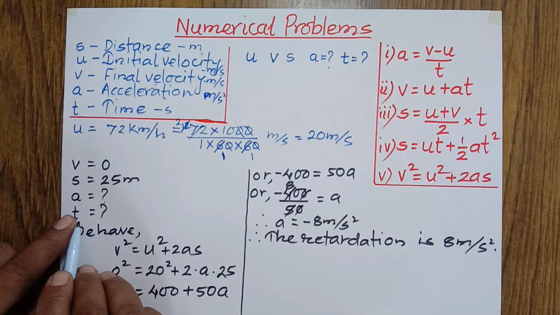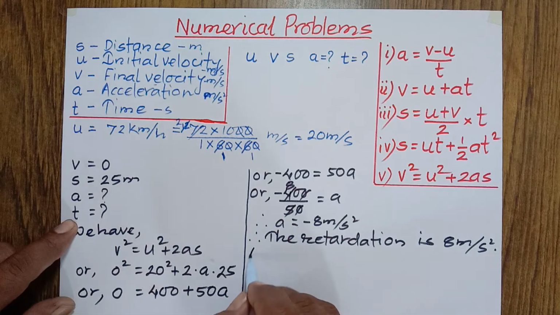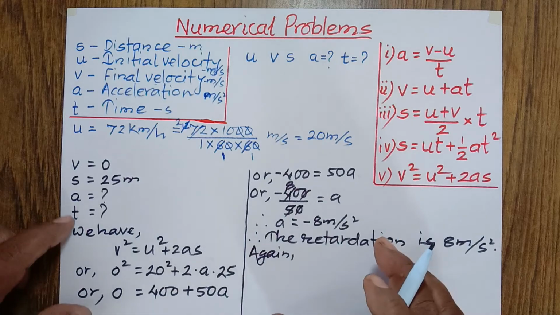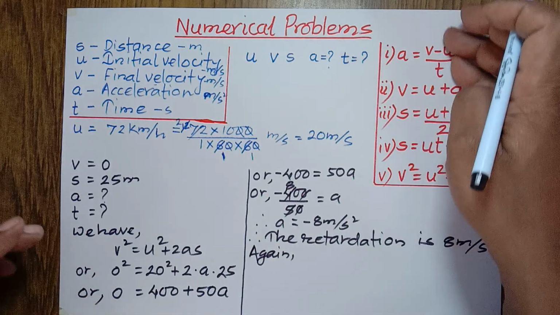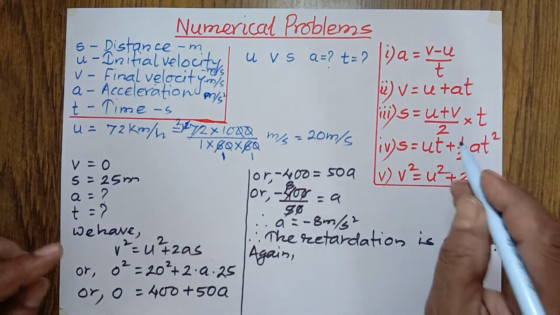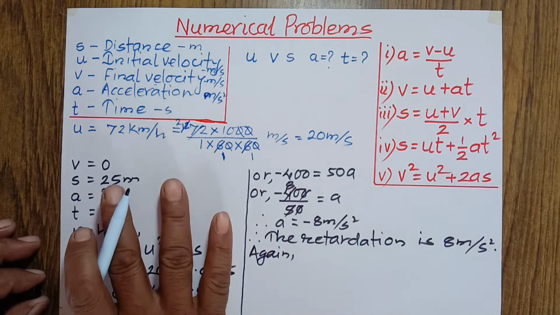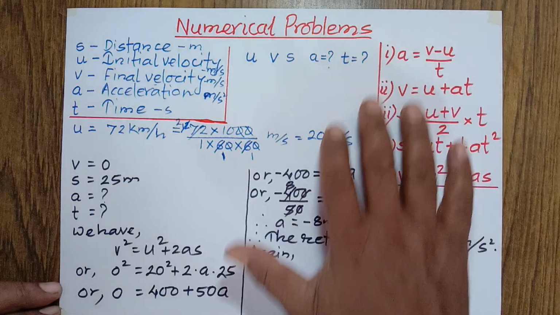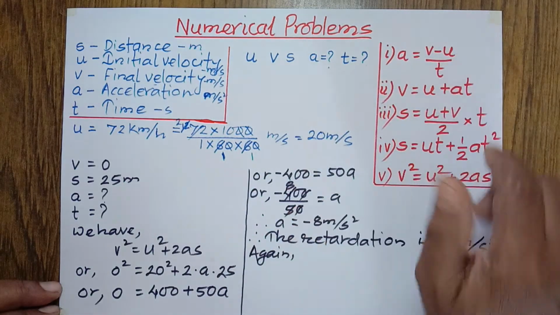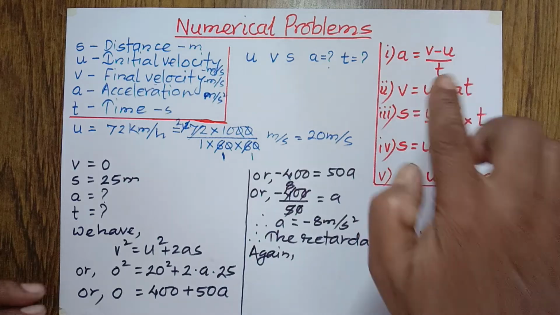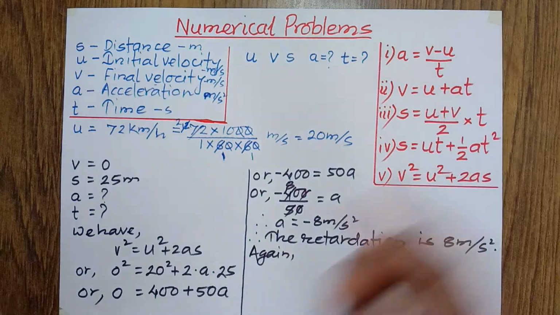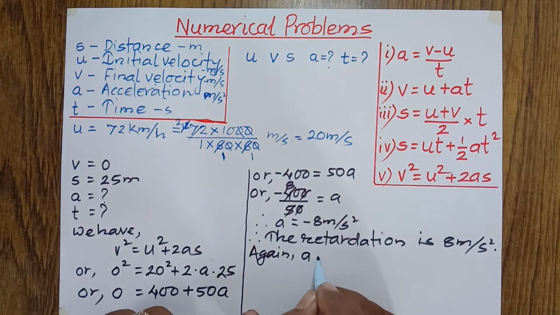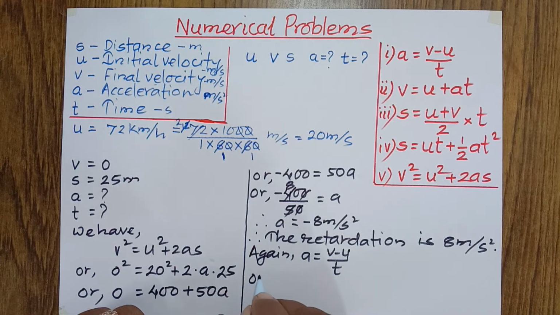Now still we have to find out this t. Now which equation are we going to use to calculate t? Any one of these can be used, but there must be t in the equation. If 4 physical quantities are known, then the 5th physical quantity can be calculated by using any one of these equations, but that 5th physical quantity should be present in this equation. First one is easier, and that's why A equal to V minus U by T. Here we have T, that's why I'm using this.